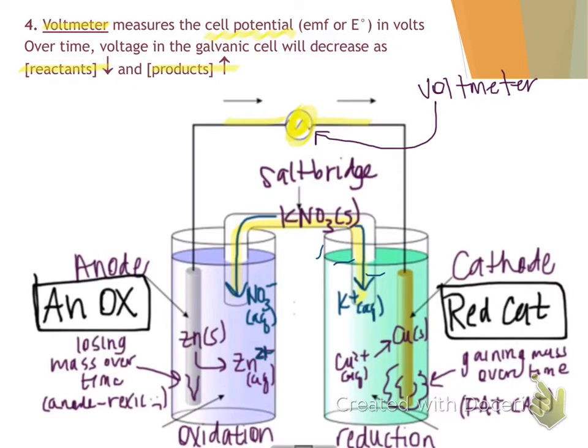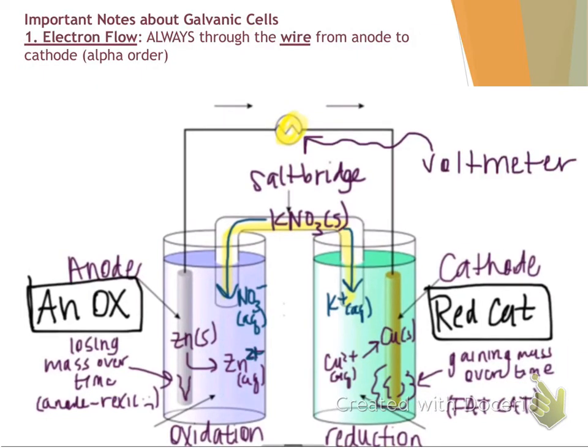So let's talk a tiny bit more about how these galvanic cells work. One really important thing for how these work is that electron flow. So let's talk more about that. When we look at electron flow in a galvanic cell, electron flow is always flowing through the wire. So it is flowing through the wire that is connected to the voltmeter. It is not going through the salt bridge. The salt bridge is just our K+ and NO3- ions.